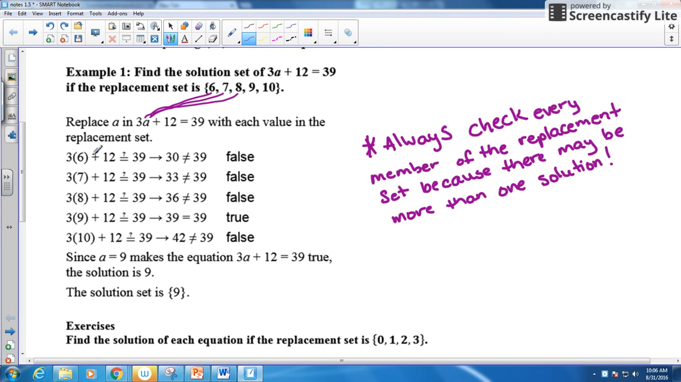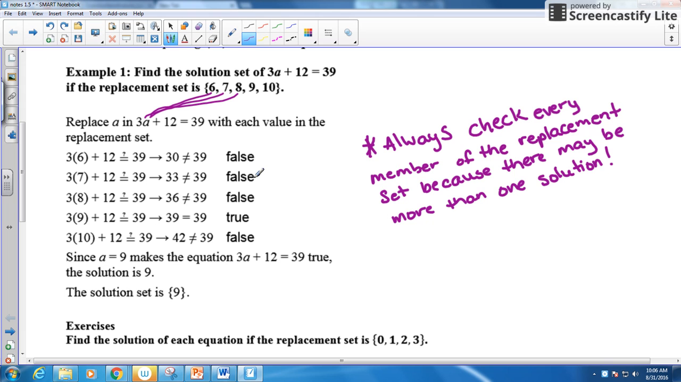But I'm going to ask you to write it down in your notes just so that we make sure we know exactly what's happening. When it comes to doing your homework, will I expect to see every single sentence? Probably not. But what we do is we substitute each of those members of the replacement set into the equation and we test it. And if we look at this first one, 3 times 6 is 18. 18 plus 12 gives us 30. Well, 30 does not equal 39, so that makes a false statement.